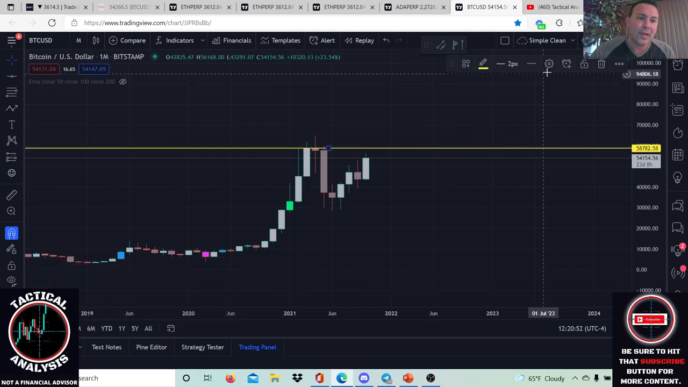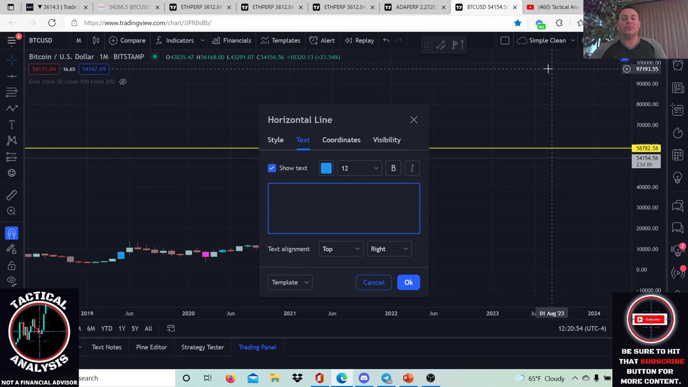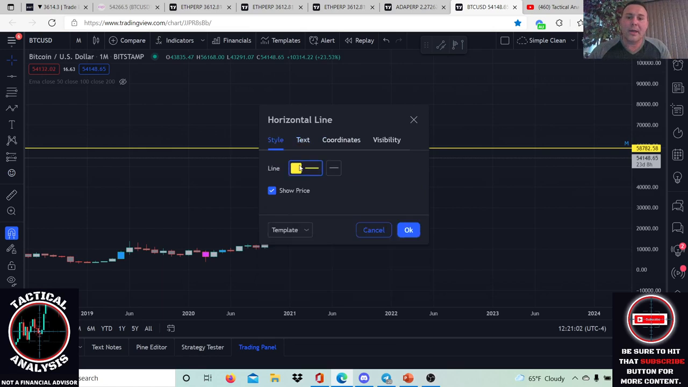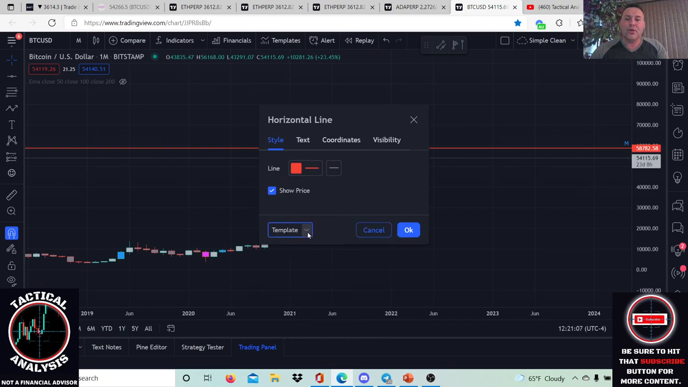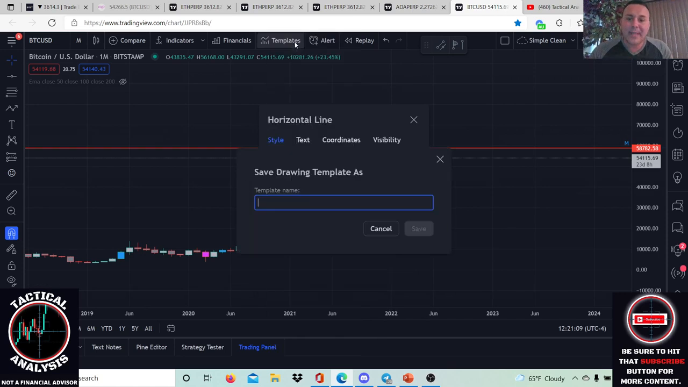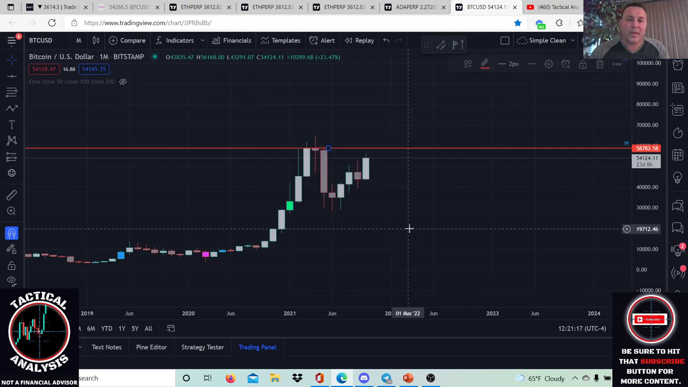What do you want to do next? You go into your settings, however you want to make the line. So for me, I use the letter M, and then I go and I make the line red. Okay, and then you go to template, save as, whatever you can identify, monthly SR, MSR, okay? And then once you do that, you hit OK. What does that do? That provides you with a template.